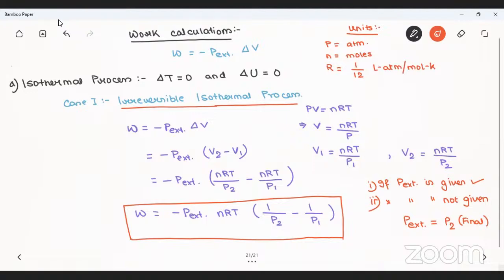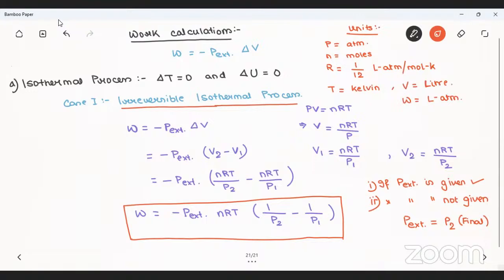In nRT, T you will be writing as Kelvin, not in Celsius. Then the other P, this P you will also be getting in atm. So any kind of pressure you will write in atm. And if volume is given, sometimes volume will be given also, so volume will be given in liters. So if you use these units, you will be getting the work done in liter atm.